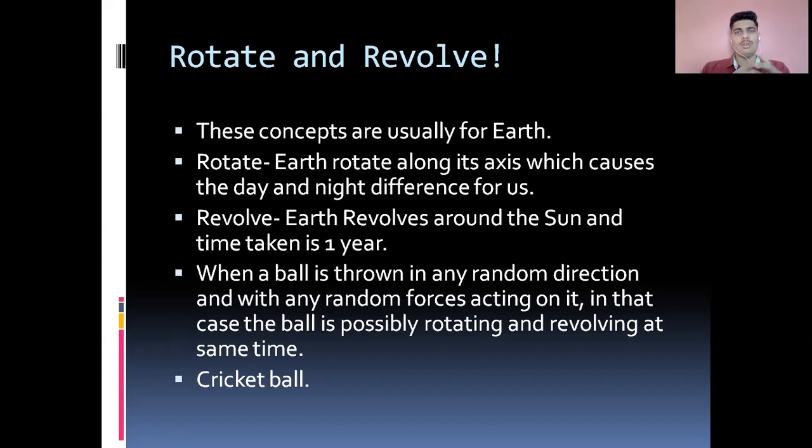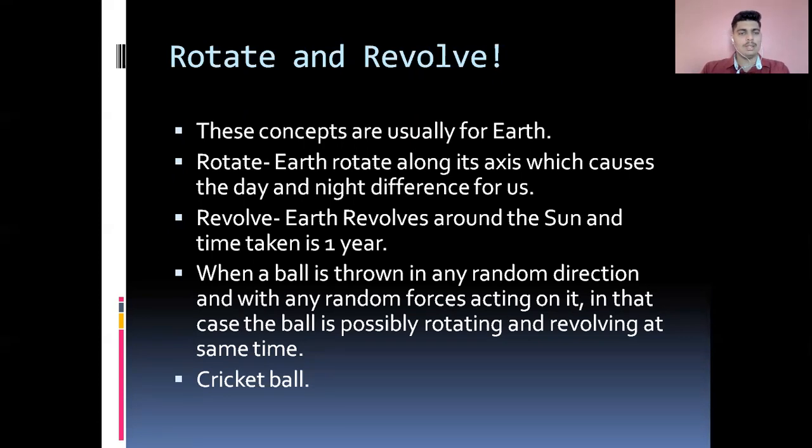So, revolution is nothing but there is a fixed object around which the other object revolves, and rotate is it rotates or it just moves in a circular manner around its own axis. So basically that is the difference between rotate and revolve.